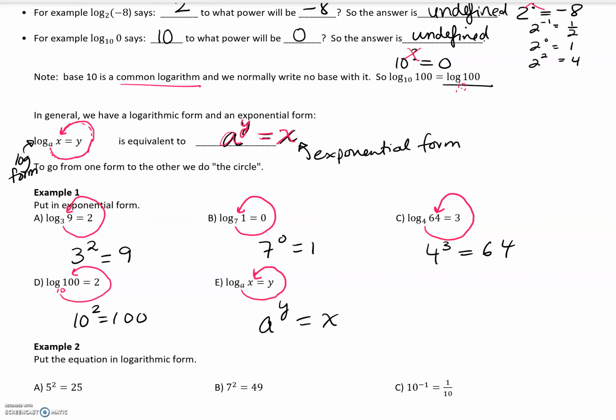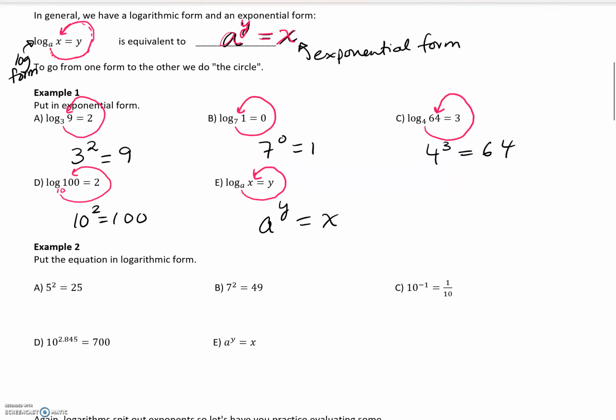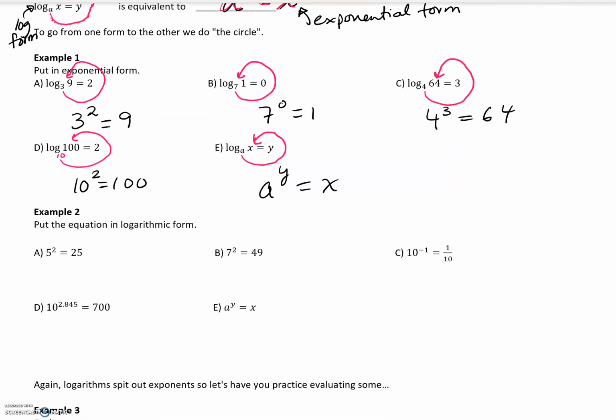Now in example 2, we're going to go the other way and put it back in logarithmic form. So naturally, if I'm putting it in logarithmic form, the first thing on my paper should be log. And you can tell that the base of part A is 5. The exponent that got spit out was a 2. Remember, log spit out exponents.